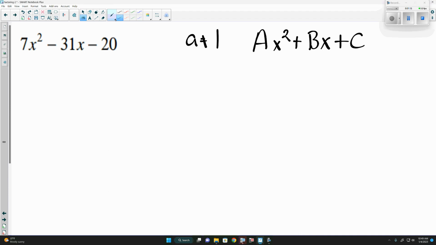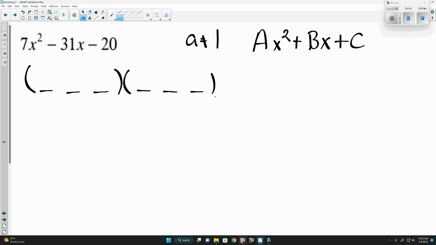So when we look at this first one here, 7x squared minus 31x minus 20, the first thing we look at, just like yesterday, is to see if there is a greatest common factor between these three terms. So we're looking at 7x squared, 31x, and 20. We're trying to see if there's a number that will go into all three terms. And there's not one.